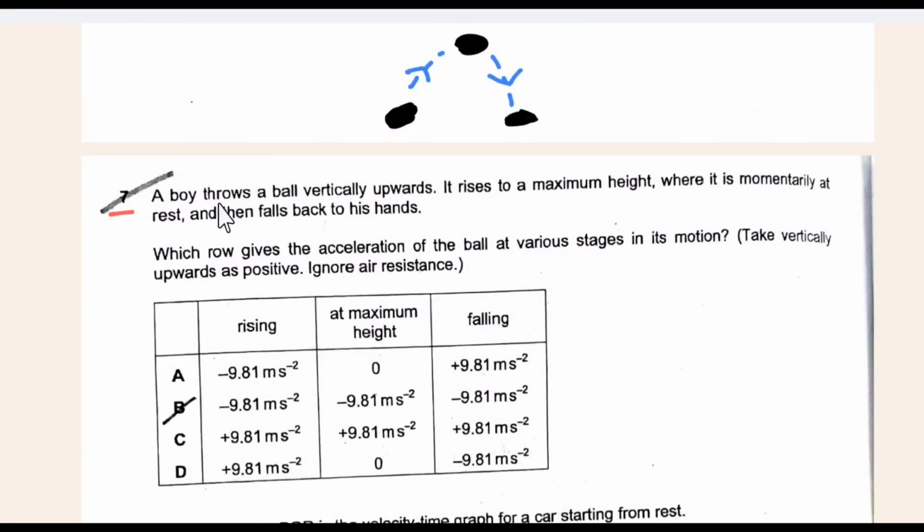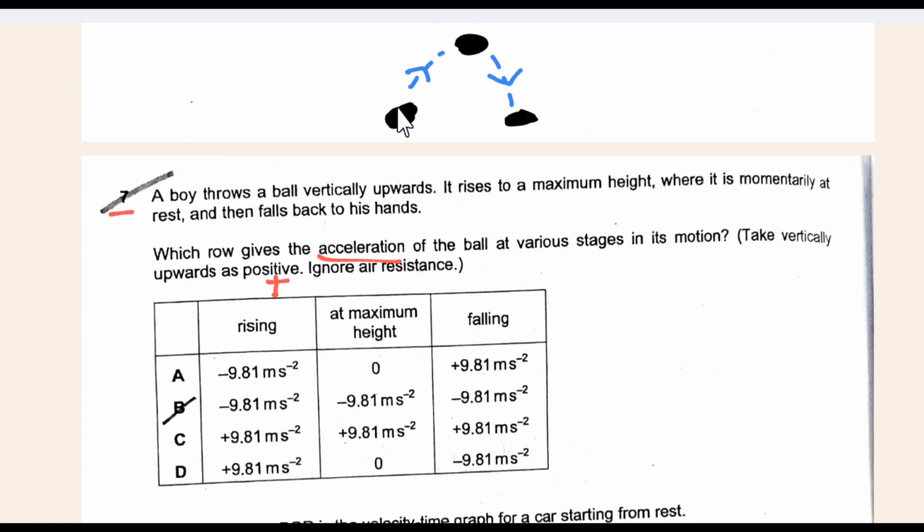Question number 7. A boy throws a ball vertically upwards. It rises to a maximum height where it is momentarily at rest and then falls back to his hands. Which row gives the acceleration of the ball at various stages in its motion? Take vertically upwards as positive. So vertically upwards is positive, ignore air resistance.